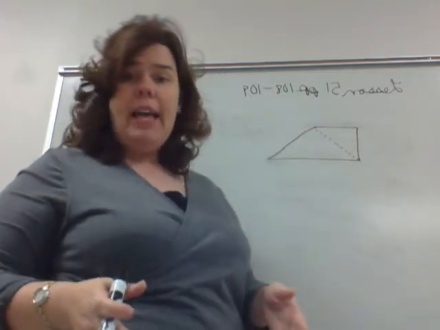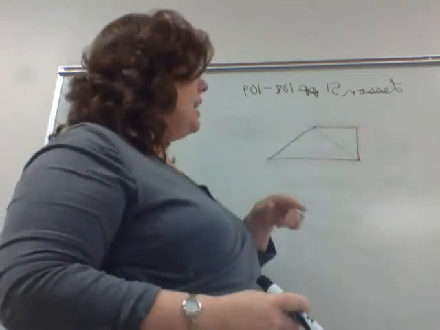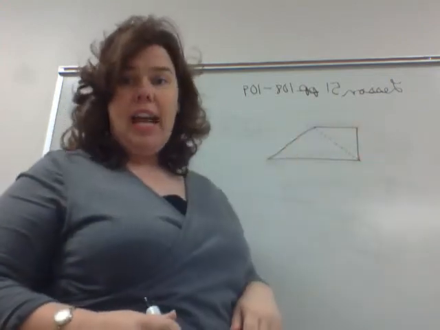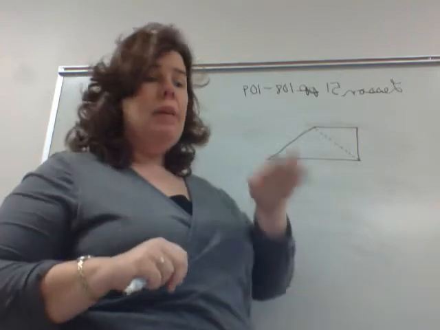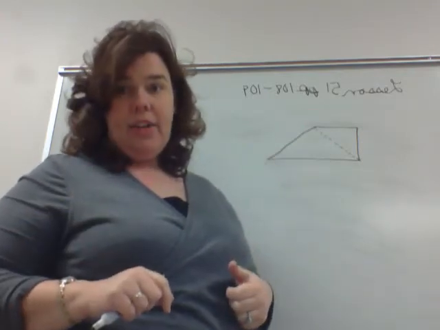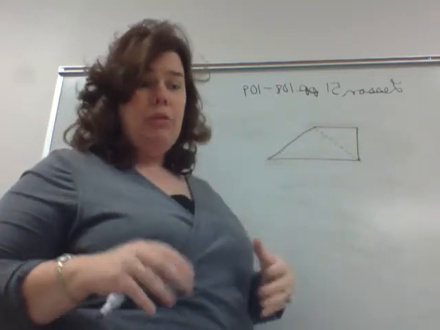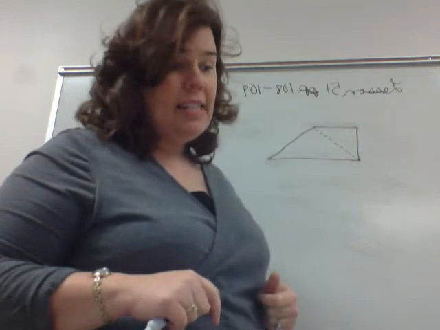Well, we know that triangles are 180 degrees each. So this is 180 degrees. This is 180 degrees. 180 plus 180 equals 360 degrees. So this whole quadrilateral is going to be equal to 360 degrees.